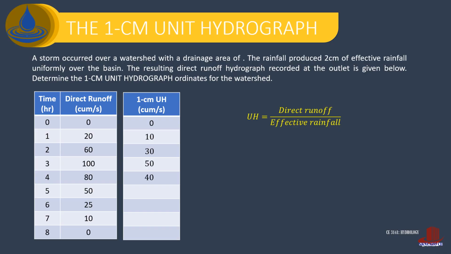80 divided by 2 is 40. 50 over 2 is 25. 25 upon 2 is 12.5. And 10 over 2 is 5 cumex. At T8, UH is 0. Completing the unit hydrograph column, it is easily visible that 50 is the peak discharge.